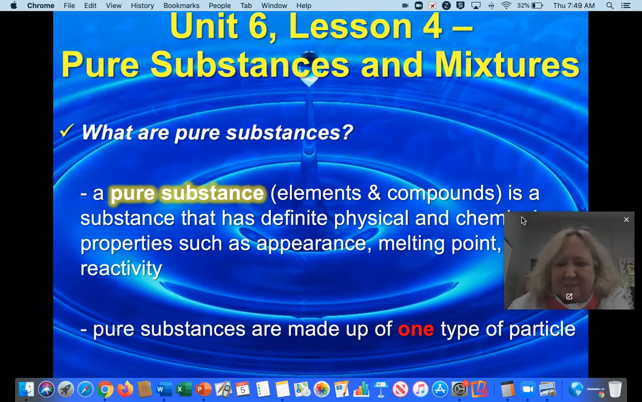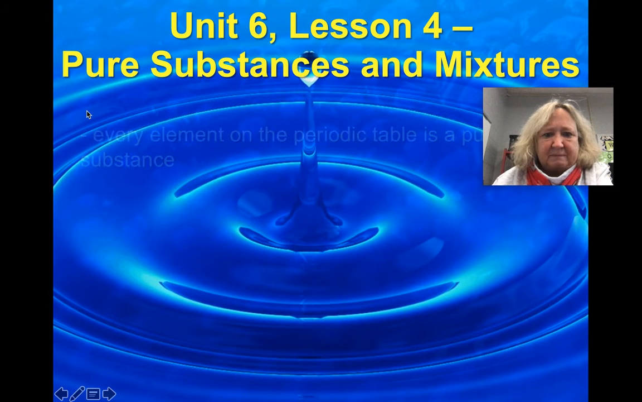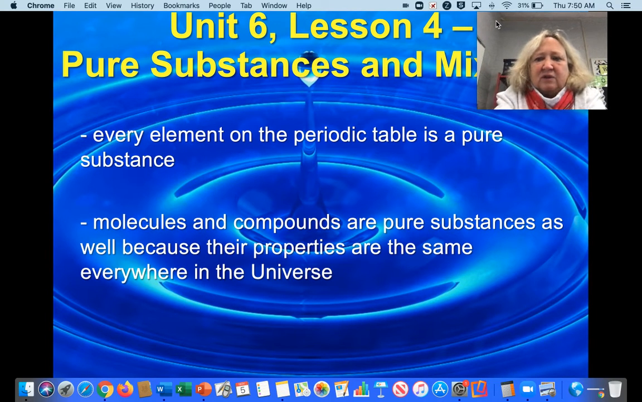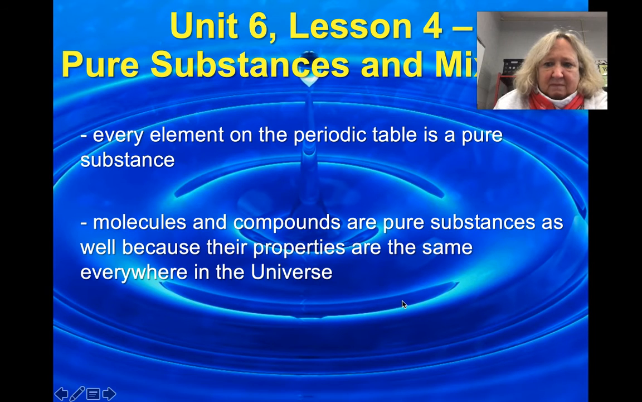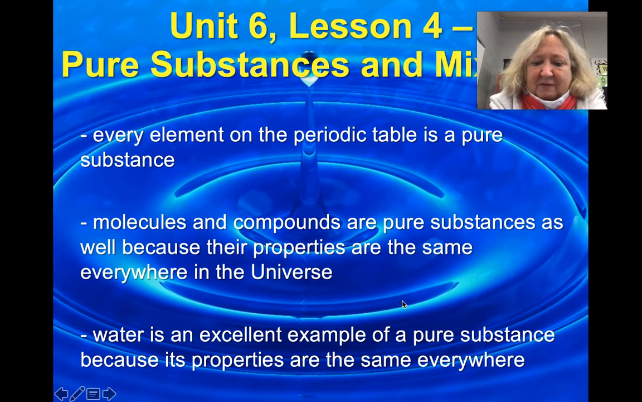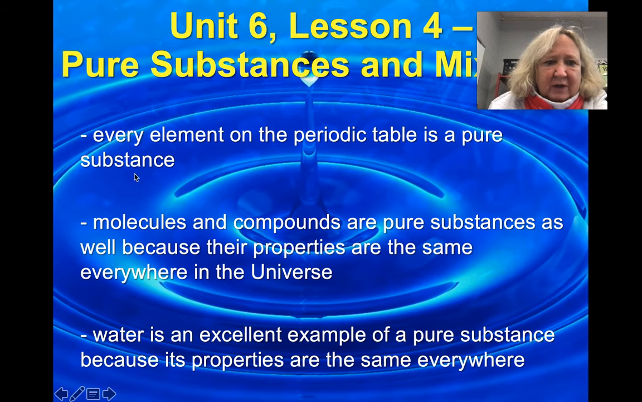A pure substance is made up of only one type of particle. There's not two different types of things, so there's not like water and a lemon, okay? It's just one type of particle. Of course, naturally, every element is a pure substance because we know nothing else is in there. But there are molecules and compounds that are also pure substances because they are the same everywhere you would find them in the universe. The best example of that is water, because water is the same in Japan as Australia as Marion, Ohio. It's all H2O.